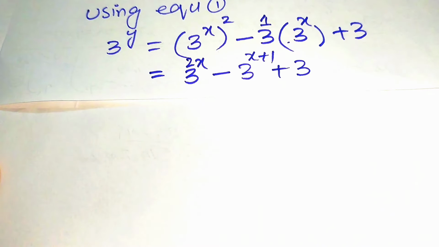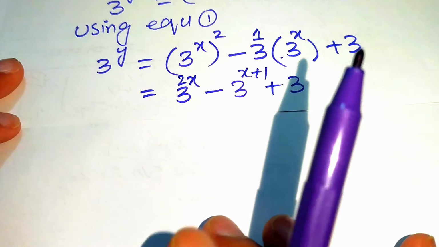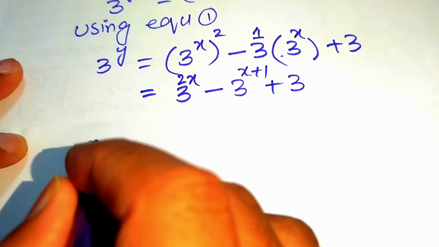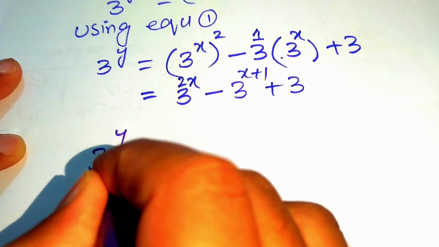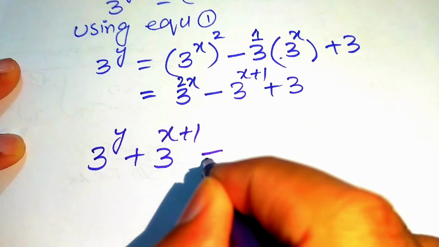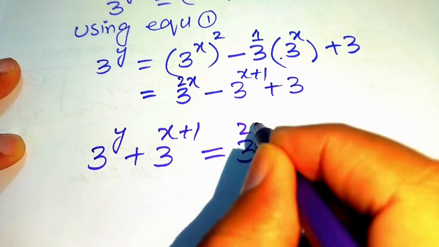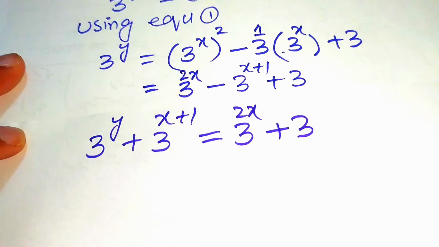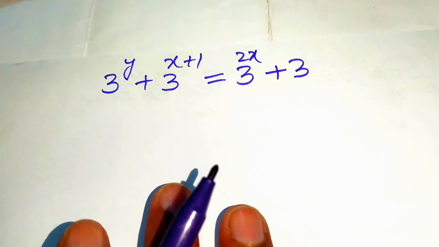And in the next step, we rearrange these terms. So we move this minus 3 to the power of x plus 1 to the left hand side, and it becomes 3 to the power of y plus 3 to the power of x plus 1 equals 3 to the power of 2x plus 3. And now in the next step, we need to solve this equation.